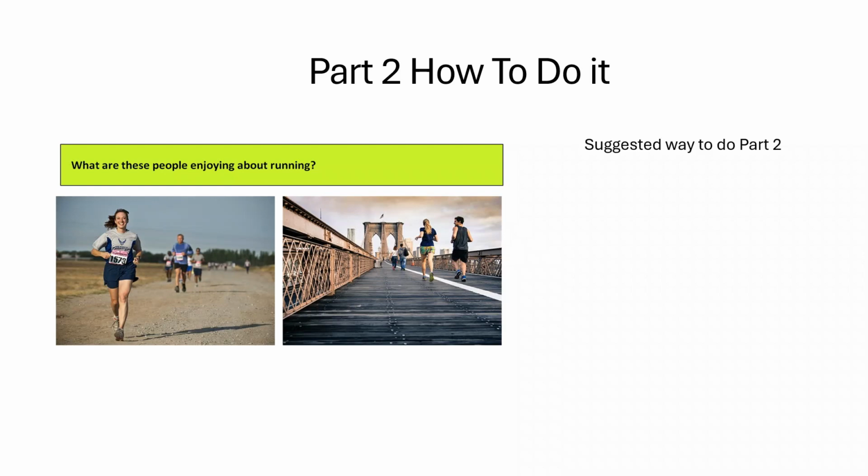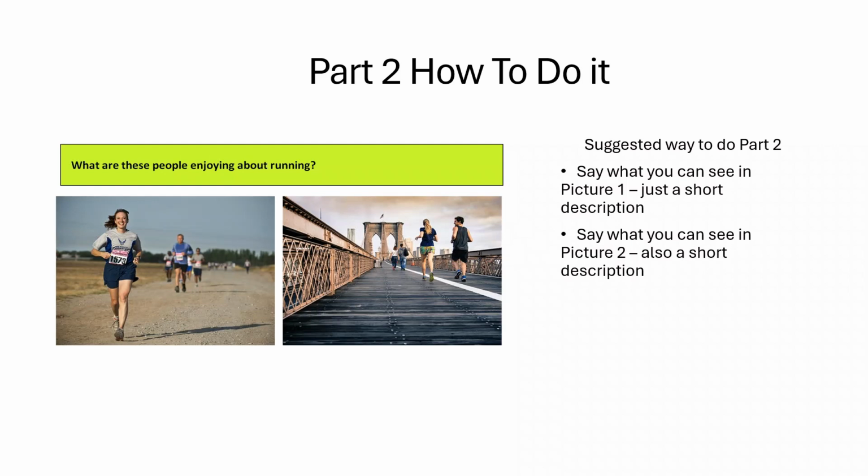So this is a suggested way to do part 2. You can do it your own way if you wish, but this is an organized way perhaps that you can do it. So the first thing you can do here is to describe the picture, and we've done some of that already, that it's a picture of people in a race, that there's a woman smiling there. It looks like it's in some kind of parkland or something.